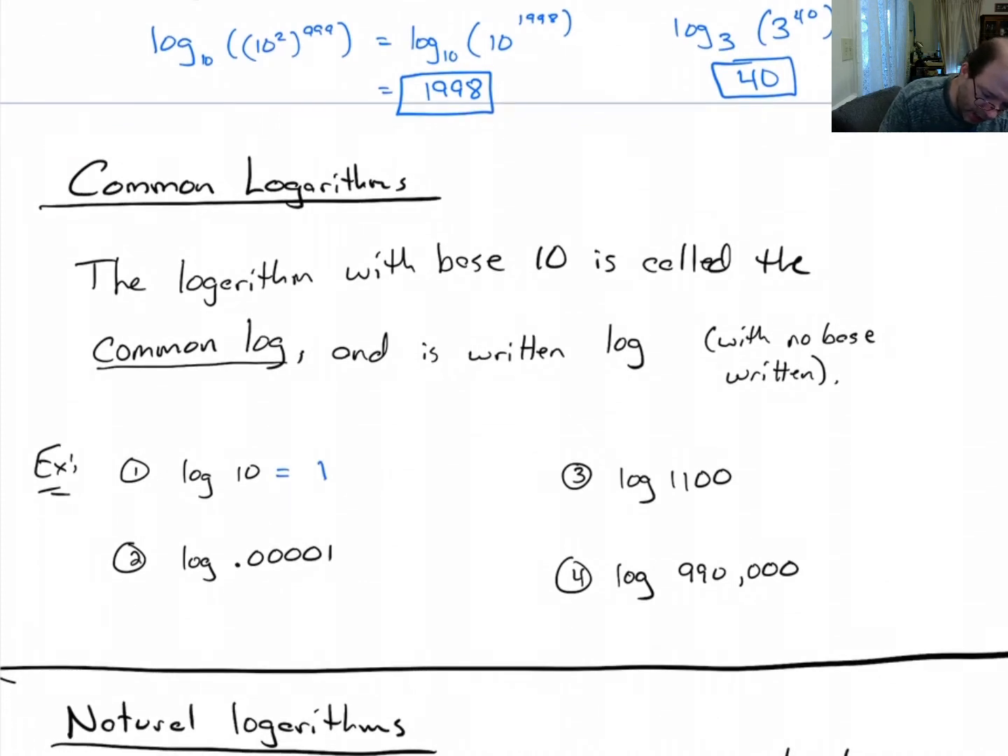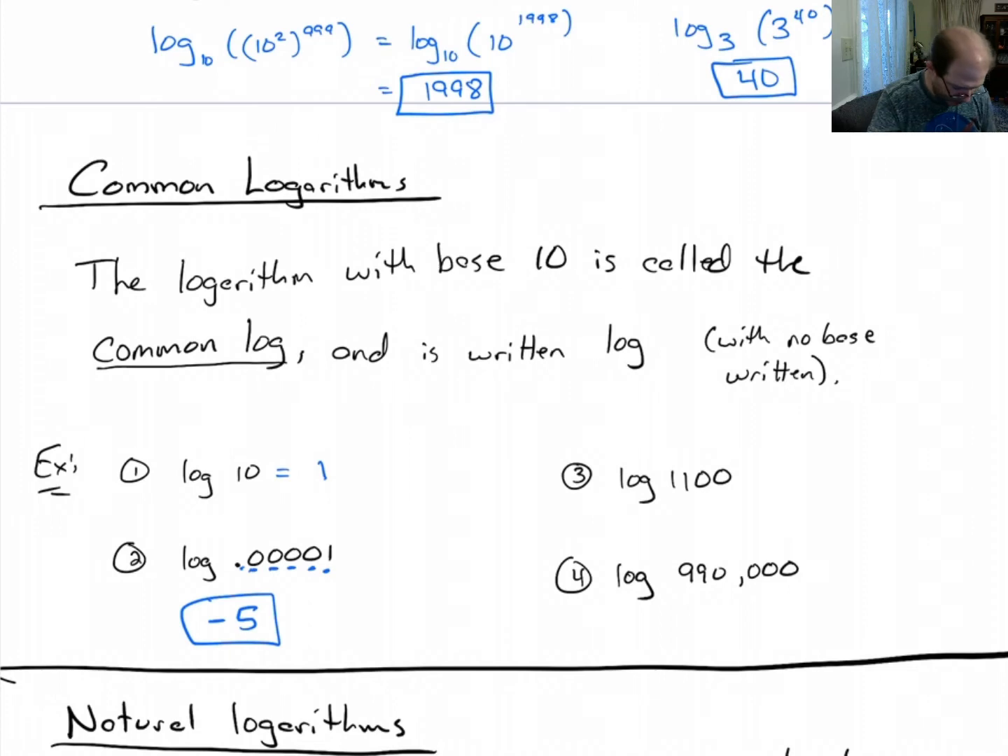Okay, this next one, log of 0.00001. So what do we have to raise 10 to get this? 0.00001, this is a 10th, 100th, 1000th, 10,000th, 100,000th. So this is going to be -5.